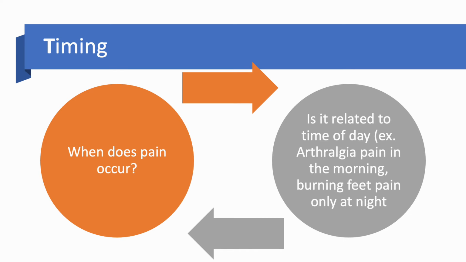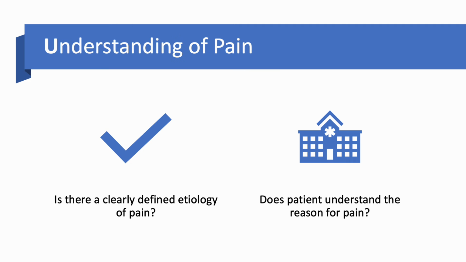What is the timing? When does it occur? Is it related to a time of day? So, for example, people with osteoarthritis or rheumatoid arthritis, it may be worse in the morning. People that might have chemotherapy-induced peripheral neuropathic pain or diabetic neuropathic pain may tell you it's worse at night.